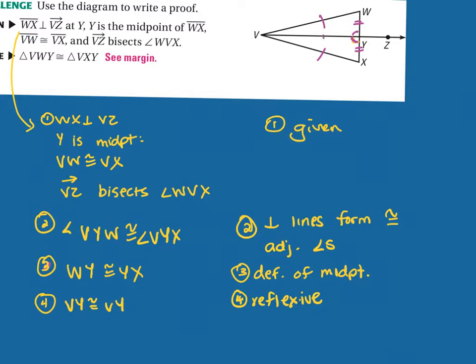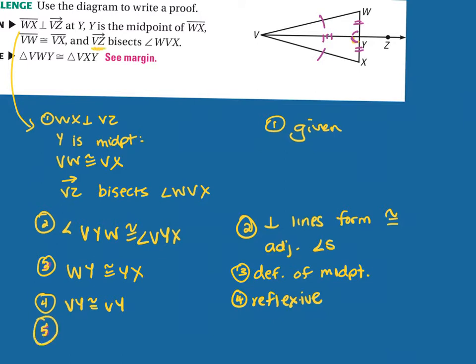That's okay. All right, so now we've got all 3 pairs of sides. We still only have 1 pair of angles. What other information is in my given that I haven't used? The bisects. What does it mean to bisect? Cuts it into 2 congruent parts.